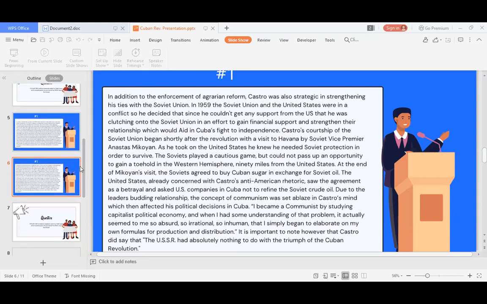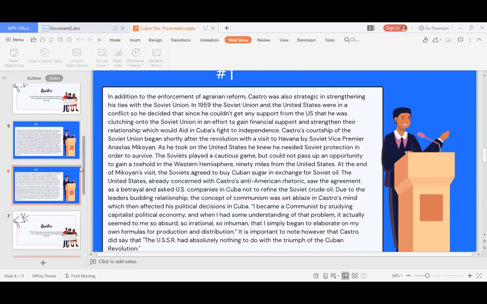The Soviets played a cautious game but could not pass up an opportunity to gain a toehold in the Western Hemisphere, 90 miles from the United States. At the end of Mikoyan's visit, the Soviets agreed to buy Cuban sugar in exchange for Soviet oil. The United States, already concerned with Castro's anti-American rhetoric, saw the agreement as a betrayal and asked U.S. companies in Cuba not to refine the Soviet crude oil due to the leaders' budding relationship. The concept of communism was set ablaze in Castro's mind, which then affected his political decisions in Cuba.